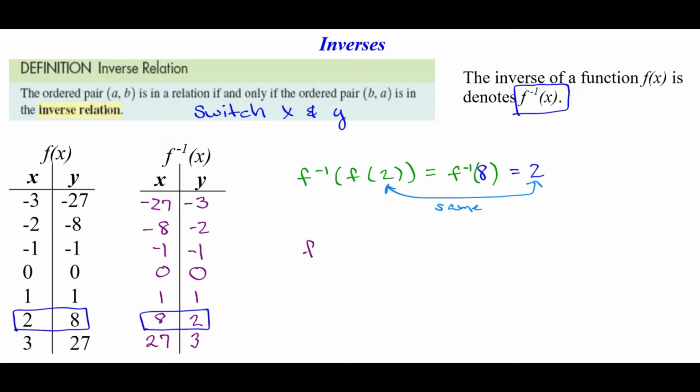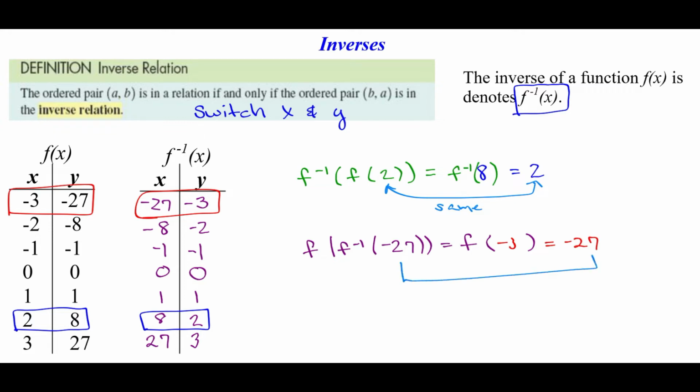If we do, let's say, f of f inverse of, this time, negative 27, this is going to be f of, so f inverse of negative 27 is here. That's going to give us negative 3. And then f of negative 3 is here, and that's going to give us negative 27. So again, the number that we started with and the number that we ended with are the same number.